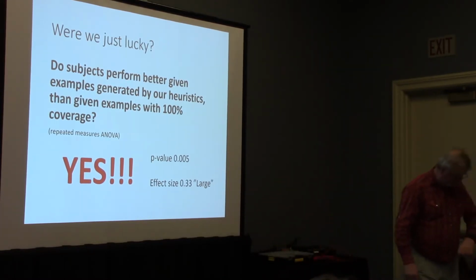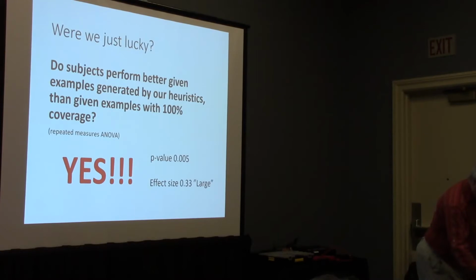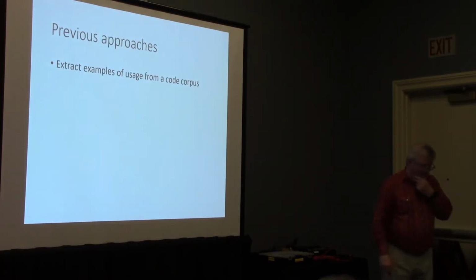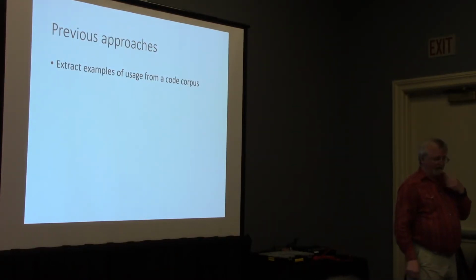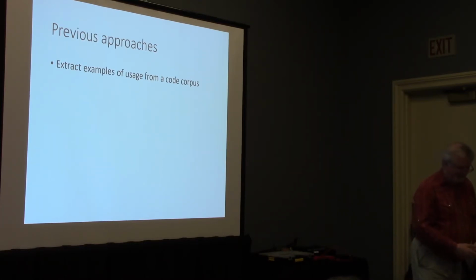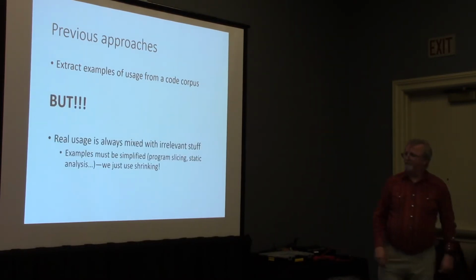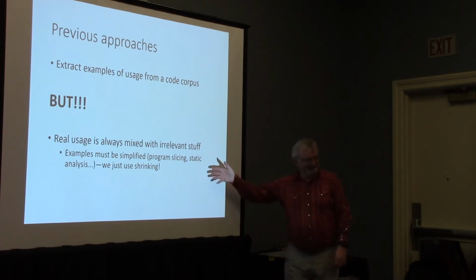So that's great. Okay, so of course we're not the first to try to generate examples of how to use an API. In general, the previous work has tried to extract examples of usage from a corpus of code. So that makes sense. You can see how APIs are actually used. But there are a lot of problems in that approach. One problem is that in real use of an API, the functions you're interested in are going to appear, but there'll be a lot of irrelevant stuff as well. So to get good examples out from a corpus of code, you have to be able to simplify. And that's a tough problem.